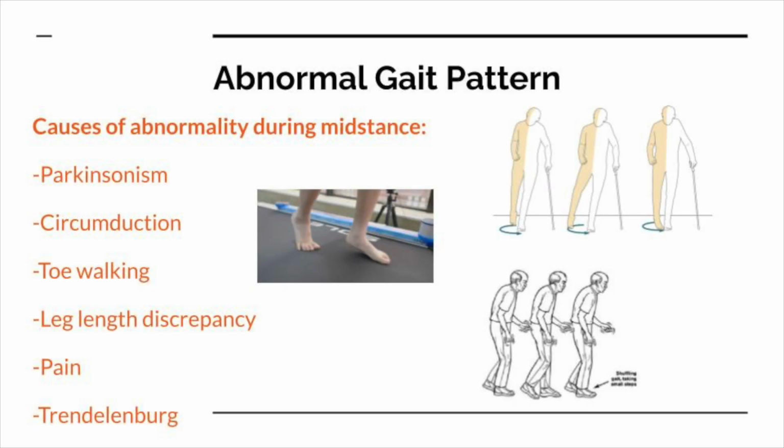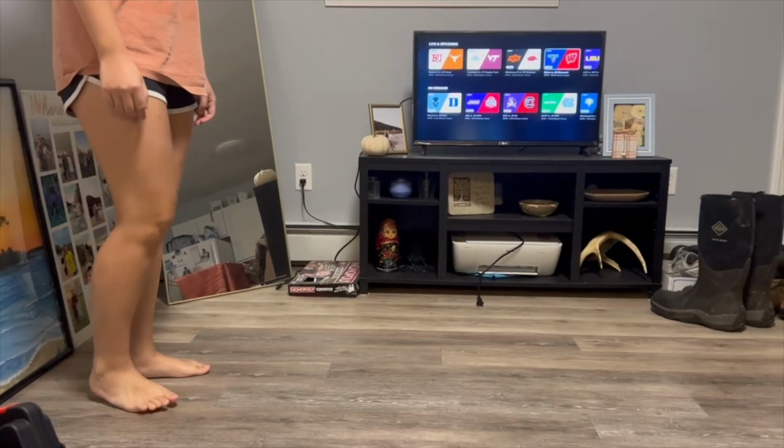Some examples that could contribute to abnormalities during the mid-stance phase could be pain, leg length discrepancy, meaning one leg is shorter than the other, circumduction of the hip, toe walking, individuals that have Parkinson's disease, and Trendelenburg sign.